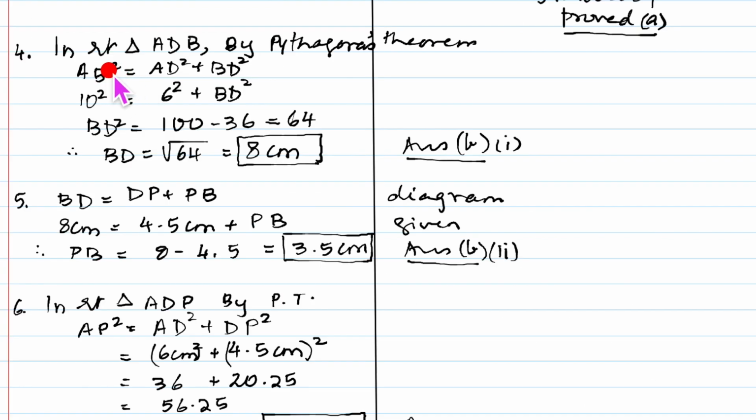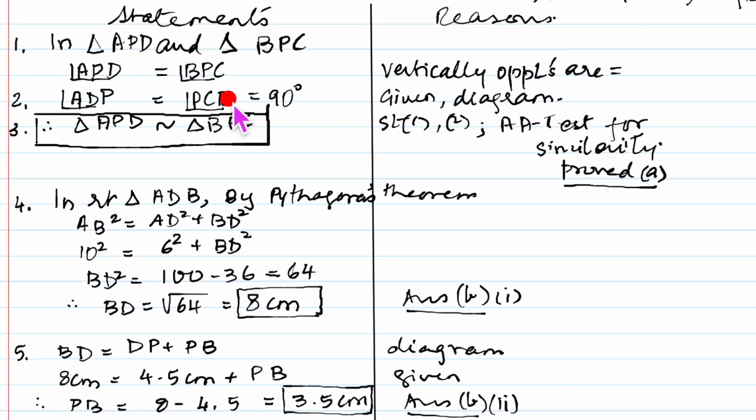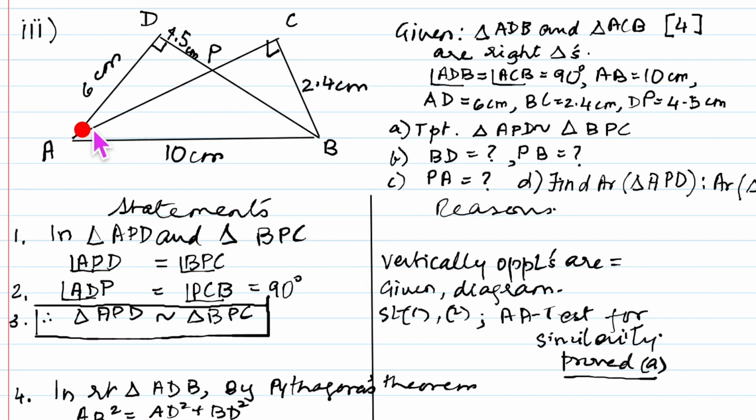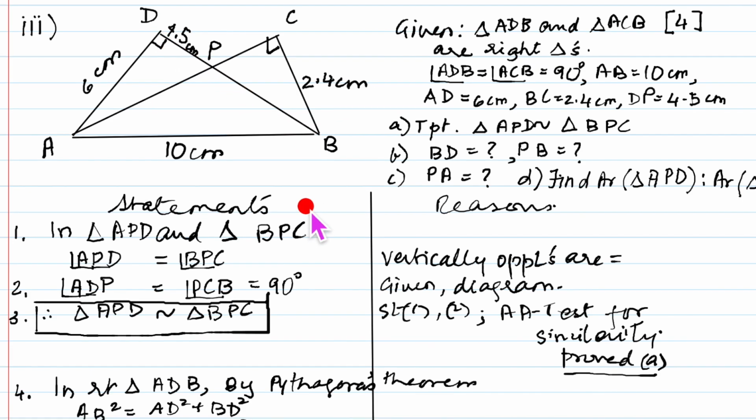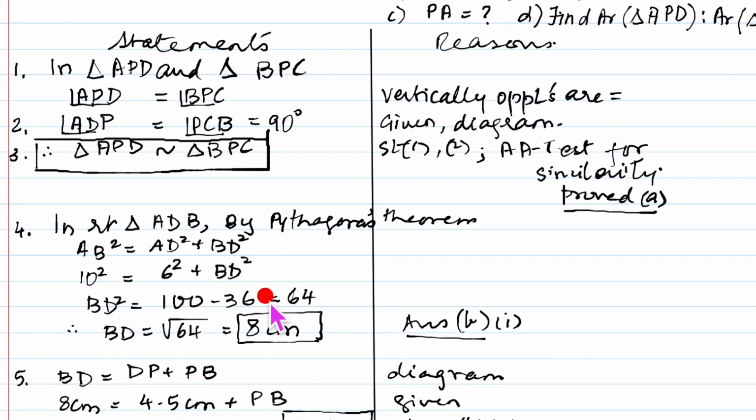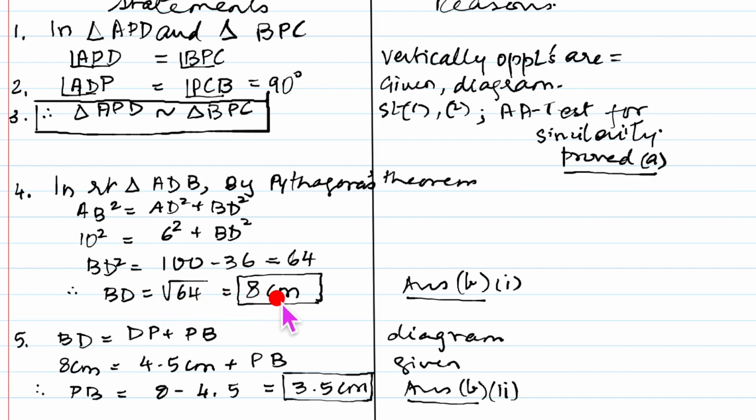For the second part, write in triangle ADB, by Pythagoras theorem. Now where is your ADB? ADB, we know this is 6 centimeters, this is 10 centimeters. We have to find BD. So we use Pythagoras theorem and we get the value of BD as 8 centimeter. This again is very simple. We have done something similar to this in class 9, right?